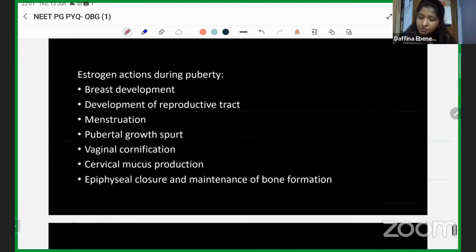These are the different actions of estrogen during puberty. Breast development, development of the reproductive tract, menstruation, pubertal growth spurt, vaginal cornification, cervical mucus production, epiphyseal closure, and maintenance of bone formation.